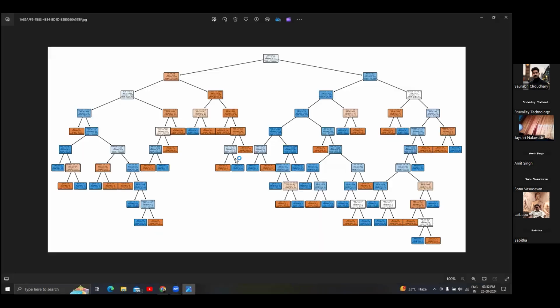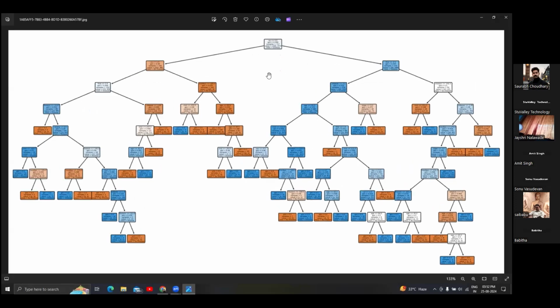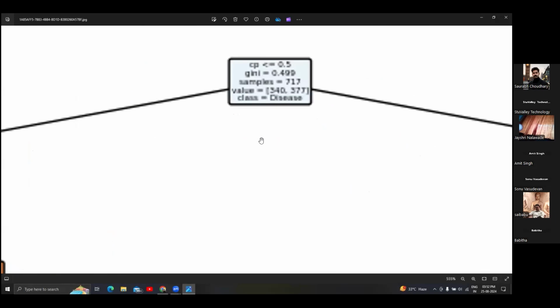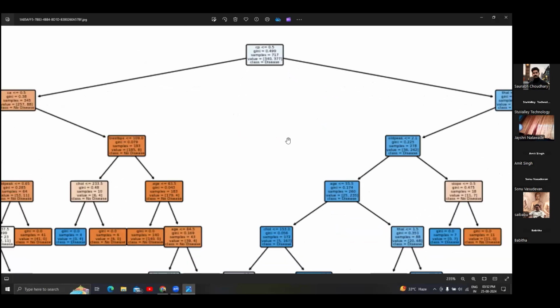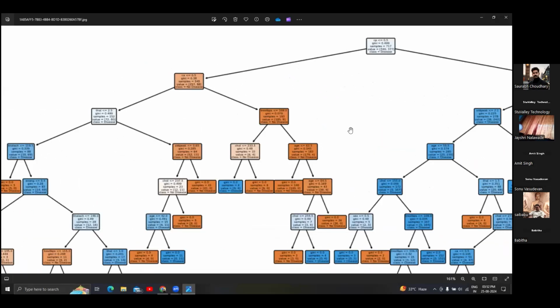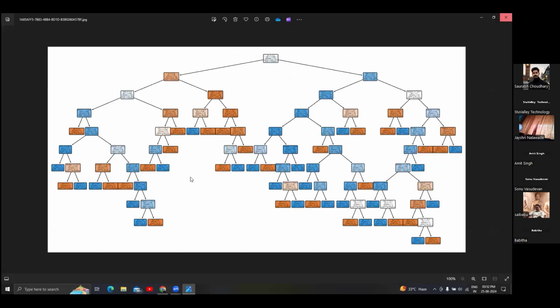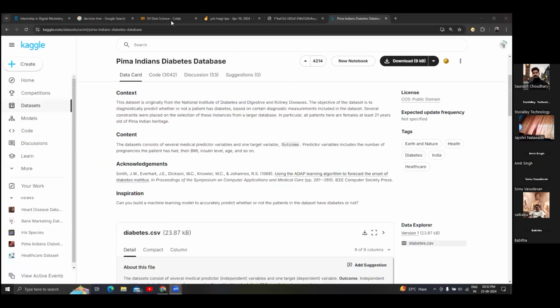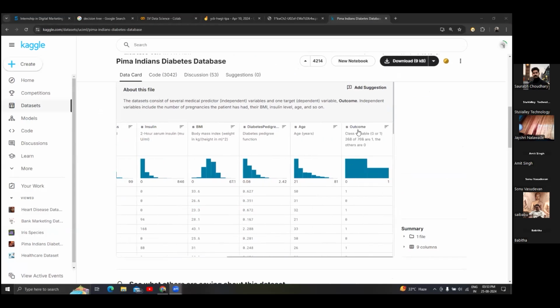Okay, let me open this. Oh, wow. This is very messed up tree. But I think, okay, let me use this data. I think maybe they have not given the target. Okay, you can try this diabetes data. Here you have the outcome at the end. See whether the particular person has diabetes or not.